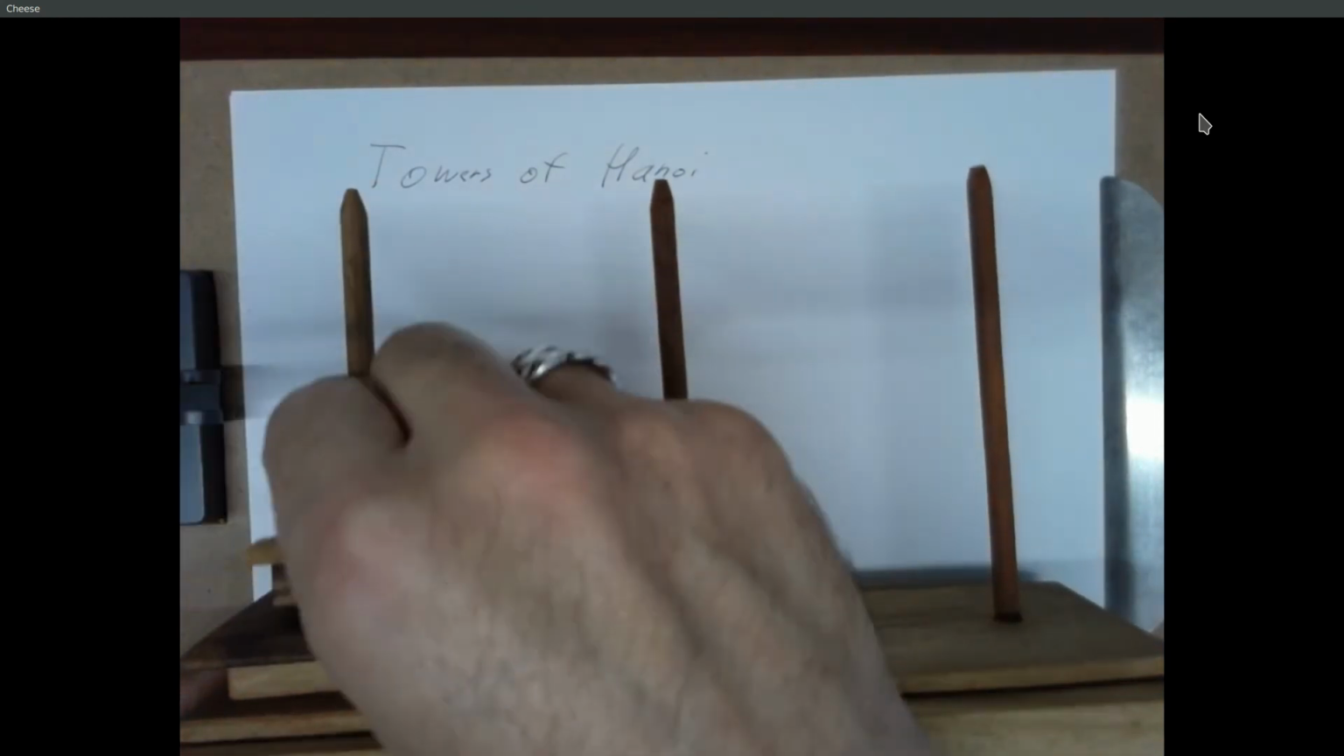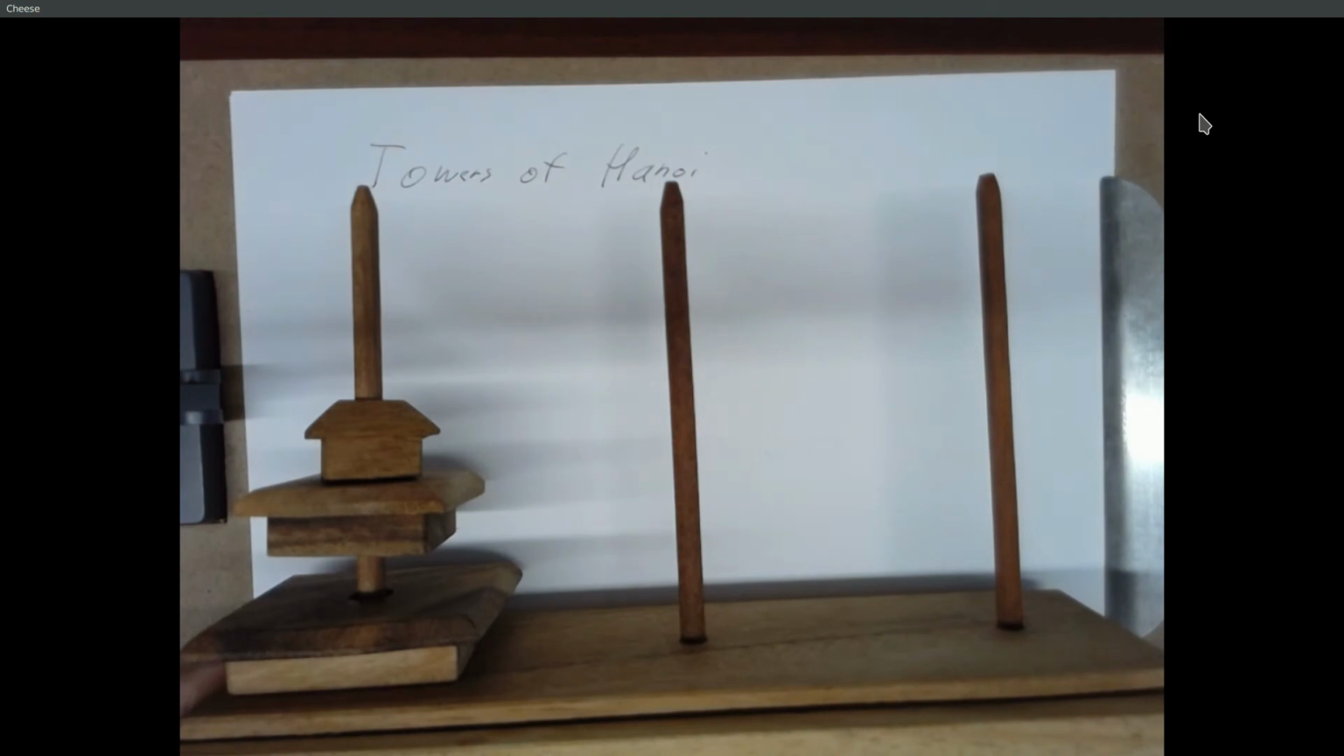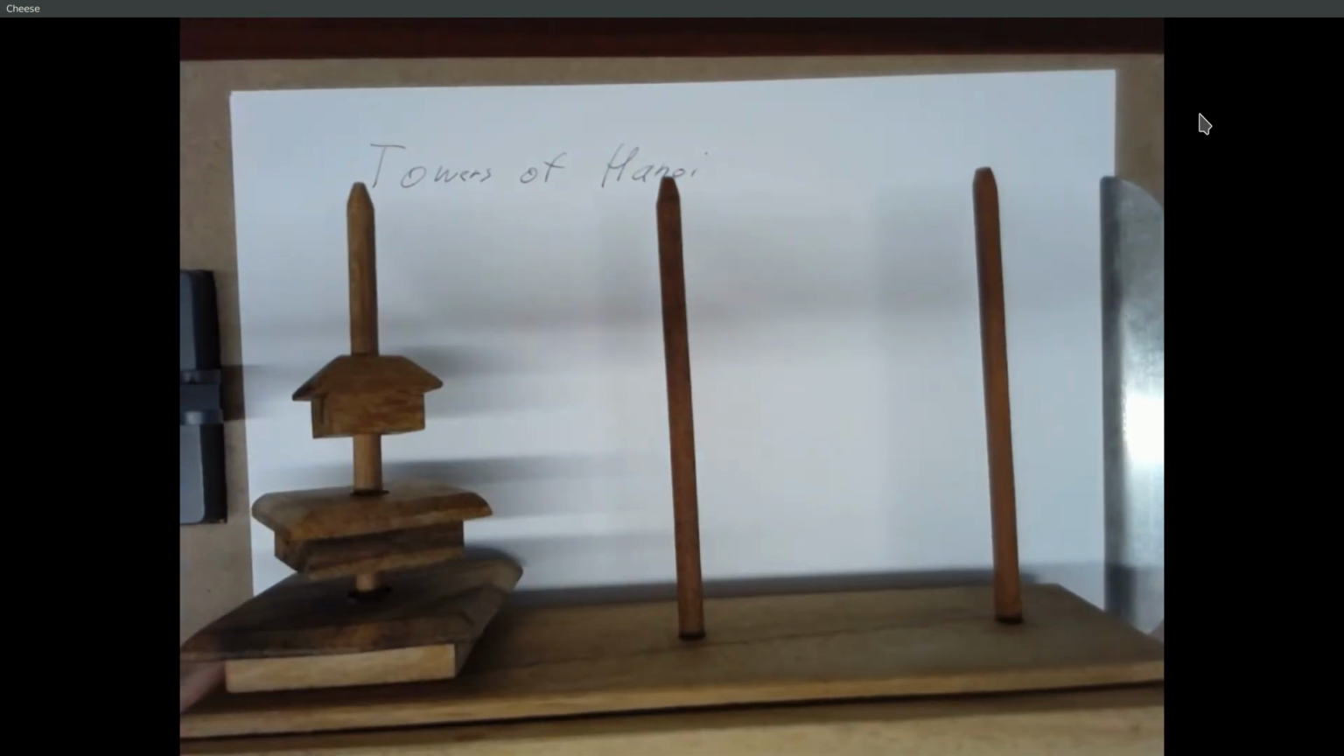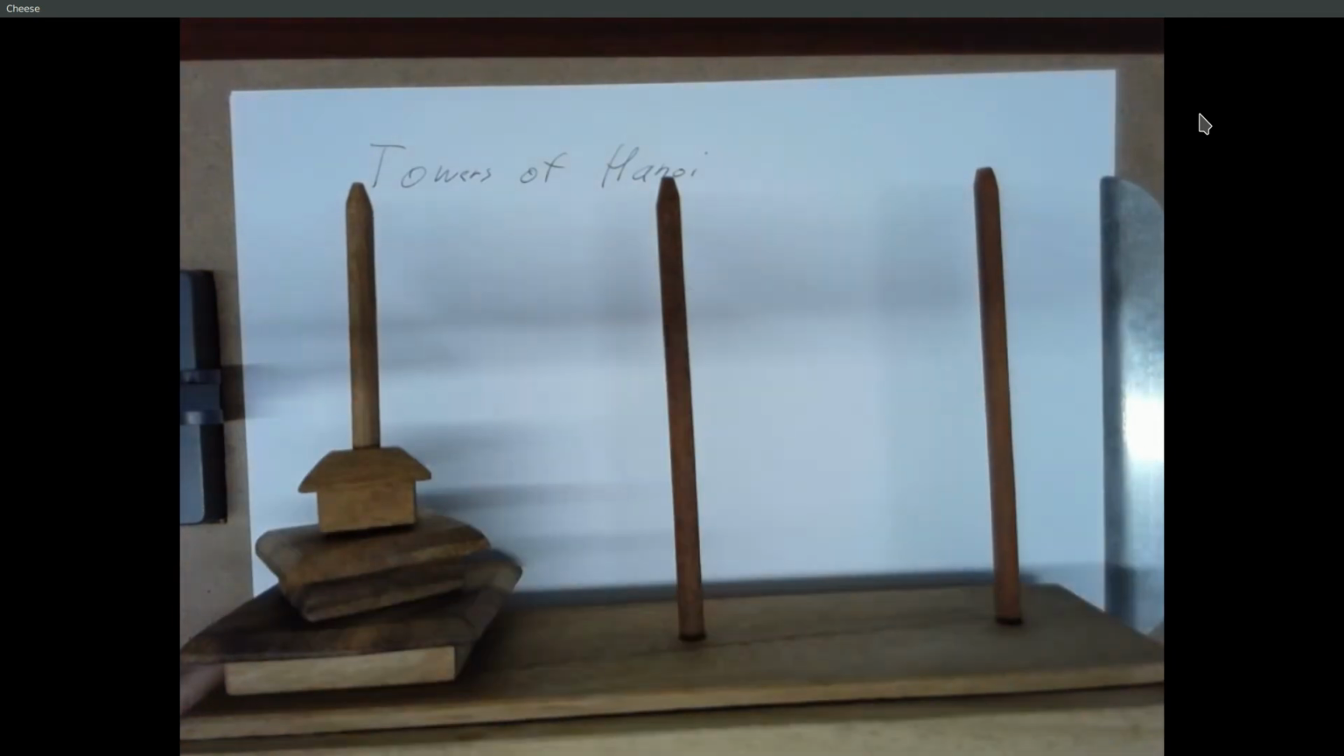So we got small, medium, and large. And the goal is to move the 3 disks from one peg to another. And you have to follow a few rules. Okay, so you can only move one disk at a time. You can only move a disk that's on the top of a pile. And you can't put a large disk on a smaller disk.